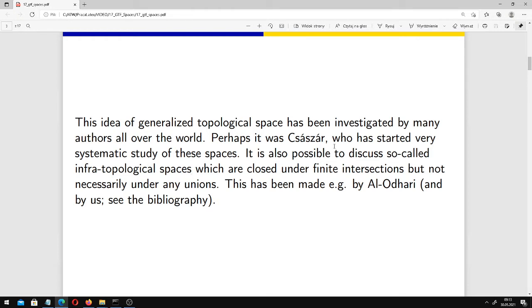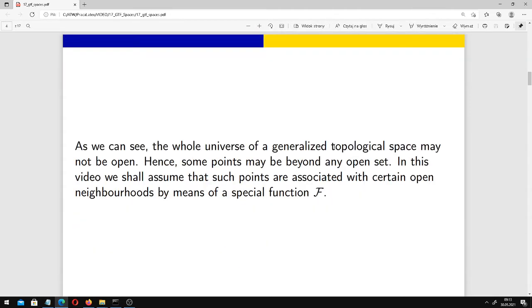Moreover, we may also discuss so-called infratopological spaces, which are closed under finite intersections but not necessarily under any unions. Well, this has been done, for example, by Al-Aludari and by us. See the bibliography. But now we have another concept, slightly more sophisticated maybe. Because, as we can see, the whole universe of a generalized topological space may not be open. Hence, some points are, in some sense, orphaned. They are beyond any open set, because they are beyond the biggest open set, the union of all open sets.